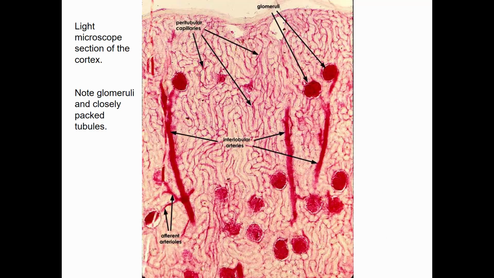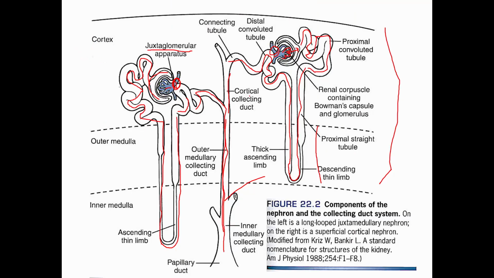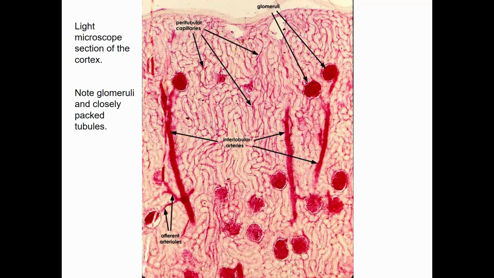Here's a light microscope section of the cortex. So we just looked at this diagram showing you nephrons, and there's all this space out here. But then you look at a light microscope section of the kidney and you see there's not really any space. Lots and lots of tubes all squished together. So here's the glomerulus. It's unfortunate that I'm working in red. Maybe I should switch to a different color of ink. So here's the glomerulus. Here's the glomerulus.